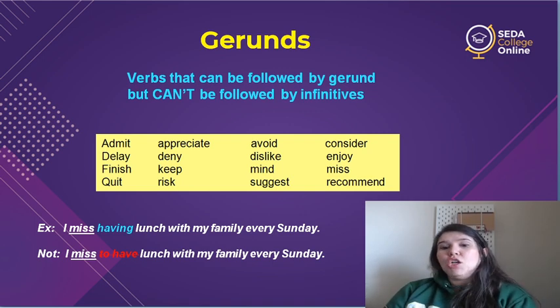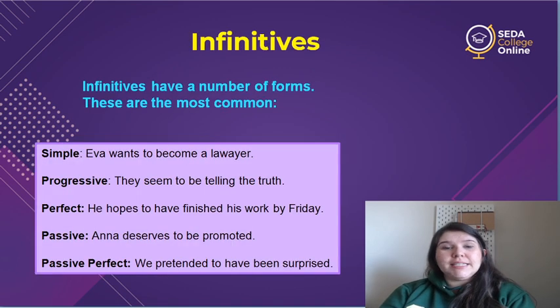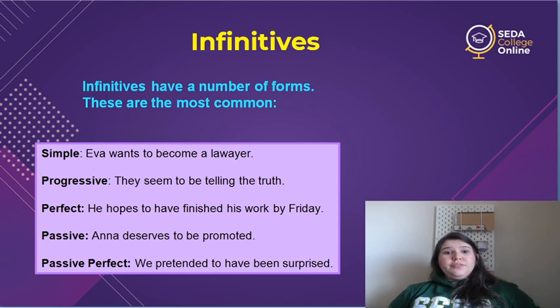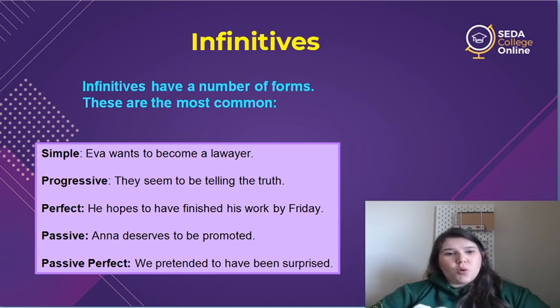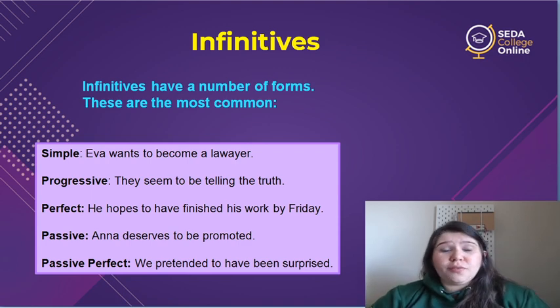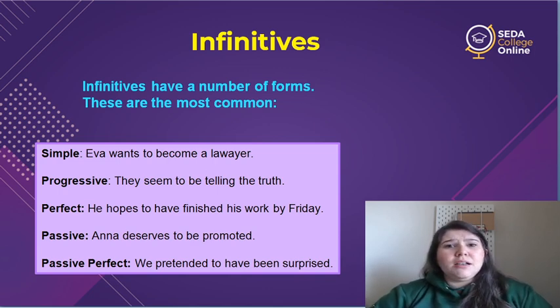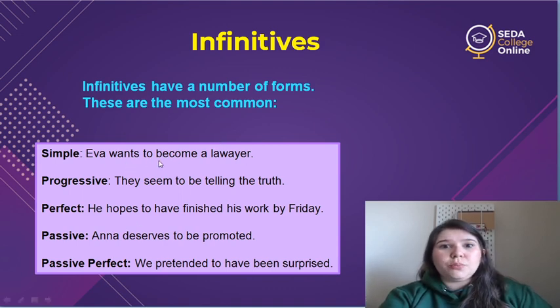Okay, good. Next, let's talk about infinitives. So infinitives have a number of forms, okay? They have more than 4, more than 5. But these are the most common forms that we see usually. So the simple form, like Eva wants to become a lawyer. So here we have the verb want, and after that, to become.